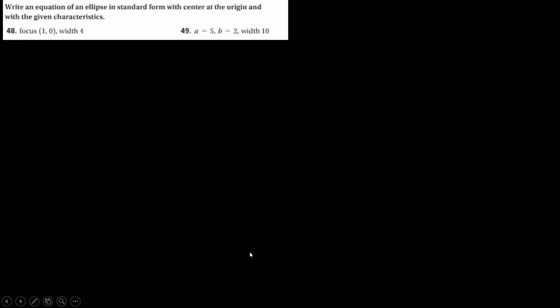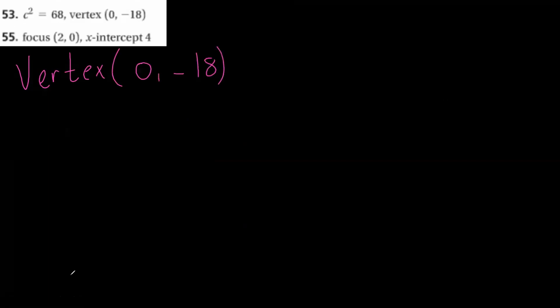And the second one here, I think it's the same idea. A is 5. Okay, leave it. Let's go to number 53. In this one, he told me that c squared is 68 and the vertex is 0, negative 18. Where is the number, on the x or y coordinate? It's y, so it's vertical.